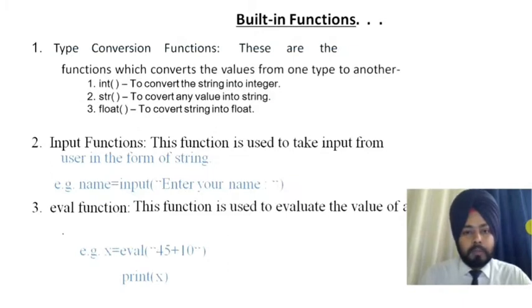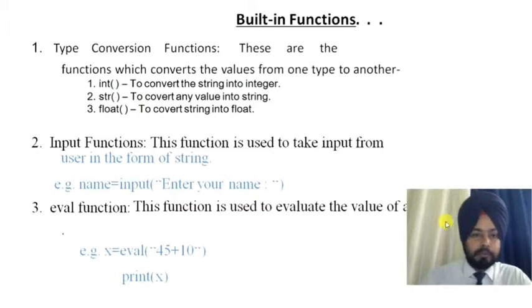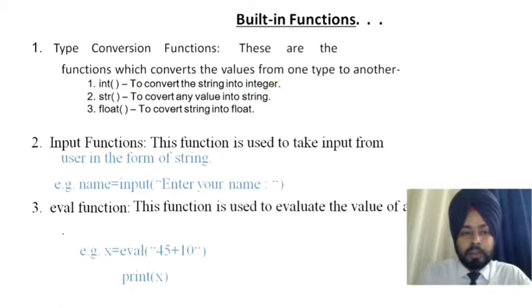Here are some examples of built-in functions. Type conversion functions. These are the functions which convert a value from one type to another. For example, int is used to convert a string into integers. Means to say, with the help of the int function we can convert a string into integers. Str is used to convert any value into a string. Float is used to convert a string into floats.